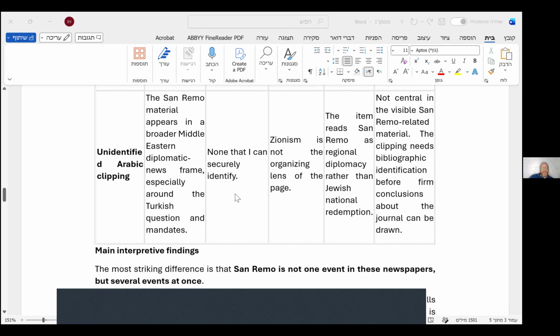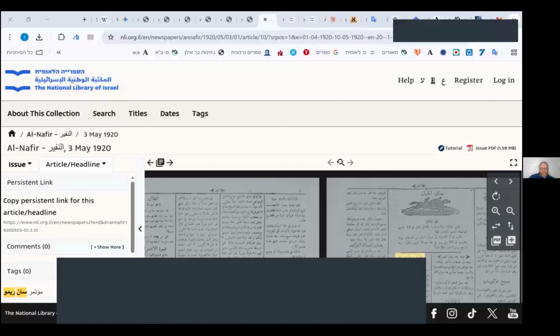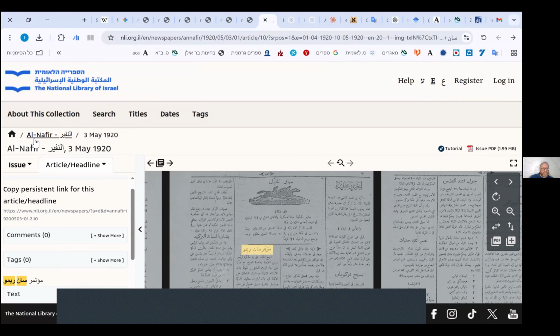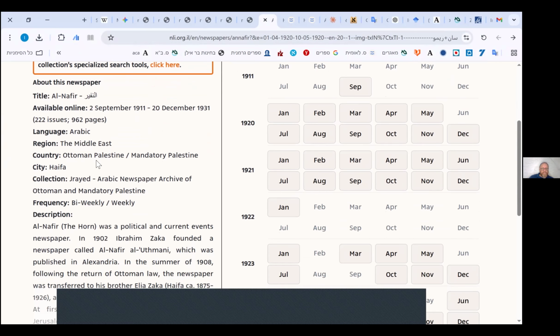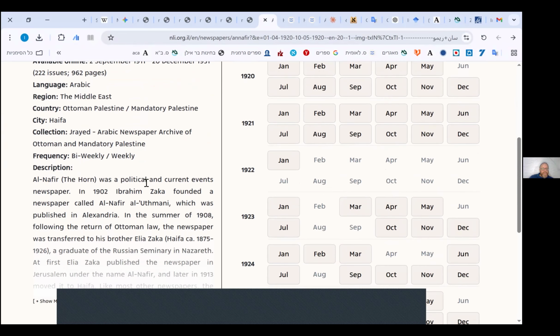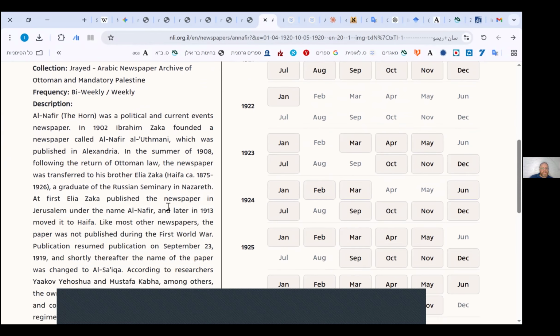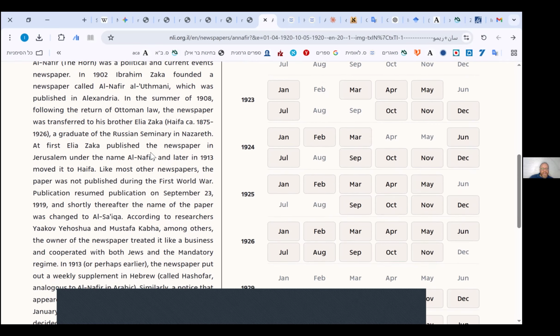Now, what was quite fascinating was that I found this paper. I'll show it to you just a moment. It was from an Arab newspaper. Here, this guy, Al-Nafir. Here, they were extremely cautious. Now, this paper, Al-Nafir, is from Egypt. Oh, I'm sorry, it's from Palestine, but it's an Arabic newspaper. Ibrahim Zaka founded a newspaper called Al-Nafir Al-Uthmani, published in Alexandria, and that's why I said beforehand that it was Egyptian. Afterwards, his brother made Aliyah and moved to Haifa.